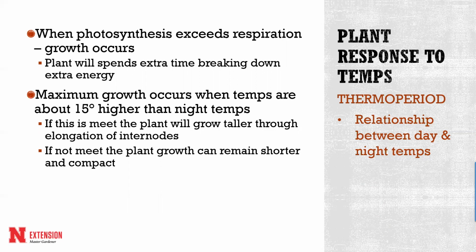So maximum growth occurs when temps are about 15 degrees higher during the day than at night. If this is met, the plant will grow tall and have good elongation of the internodes. If this is not met, then the plant can remain shorter and more compact and may not create the desired organs or fruit that you want it to be.